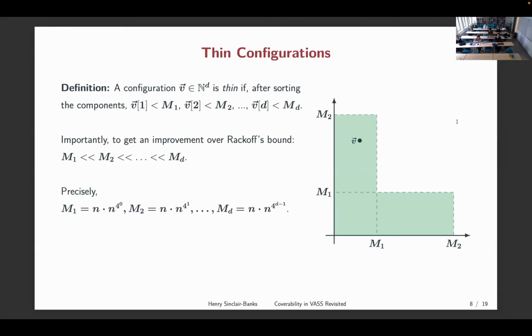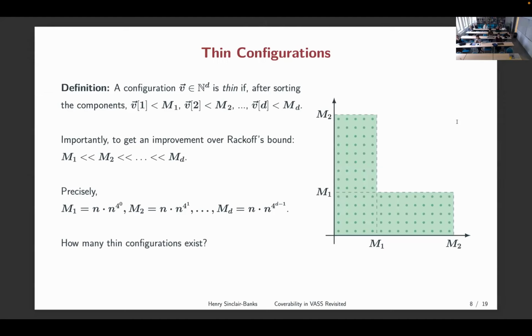And so one might ask, how many thin configurations are there? That's what we want, after all, we want to improve the balance. Well, I told you that each box will have M1 by M2 by M3 many configurations inside of it. And there are going to be d factorial many ways of jamming this upper box into the corner of your axis. And so you get d factorial times M1 times M2 times M3, etc.